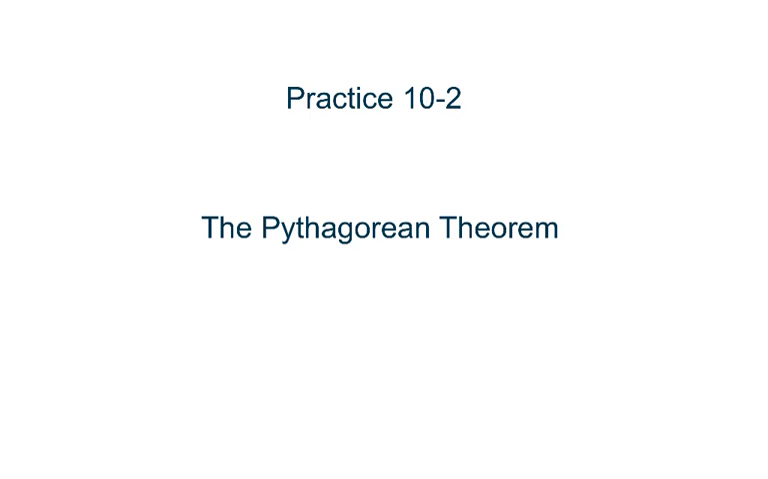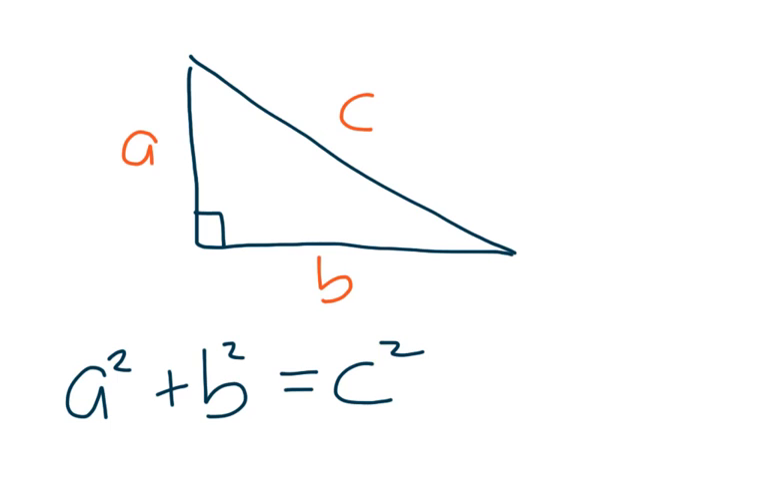Practice 10-2, the Pythagorean Theorem. So the Pythagorean Theorem states that in any right triangle, if you add the squares of the lengths of the legs of the triangle, it's going to equal the square of the length of the hypotenuse. So the hypotenuse is the side that is across from the right angle.